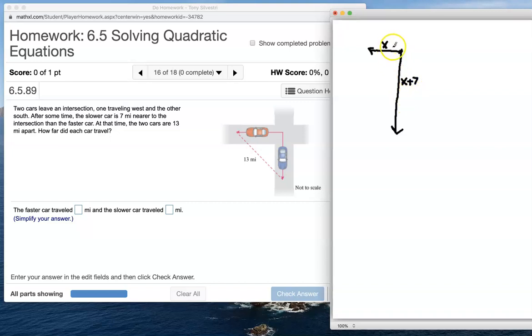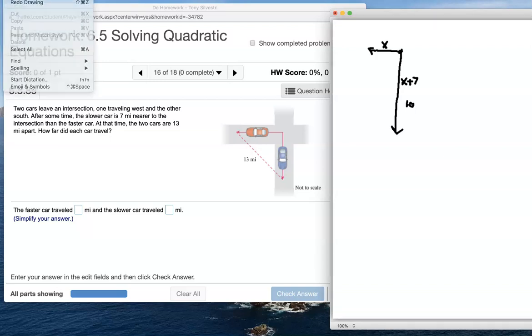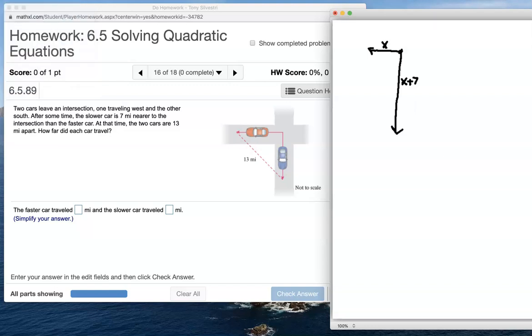Just use some numbers. Let's pretend that this were 10. The slow car has to be 3 because it's 7 miles nearer. So you have to subtract 7 from the 10 to get the 3. Or you could think of it as whatever the distance of the slow car is, add 7 to it to get the 10. Either way. So what I'm going to do is erase those numbers because they're really not appropriate.